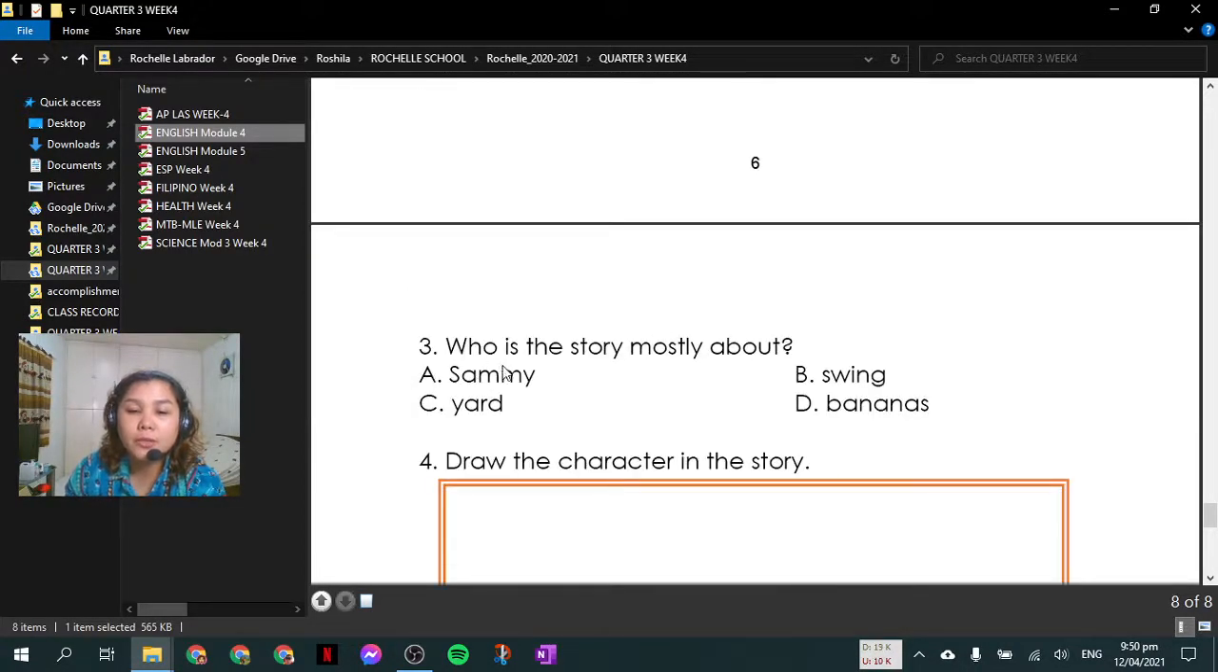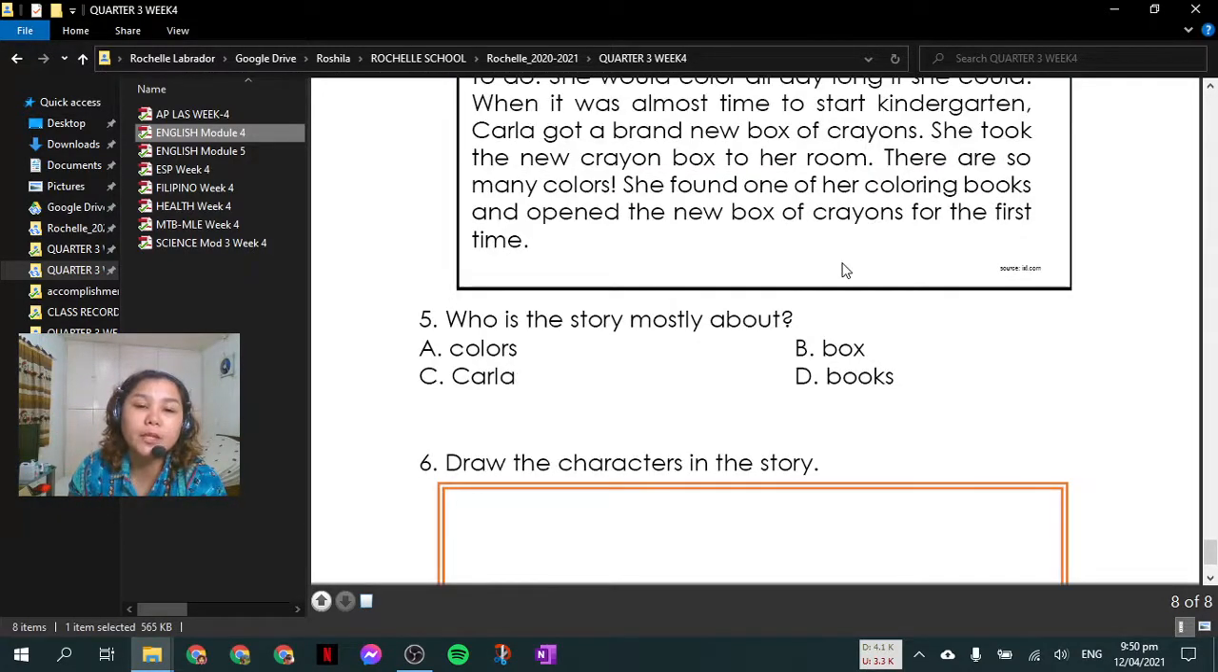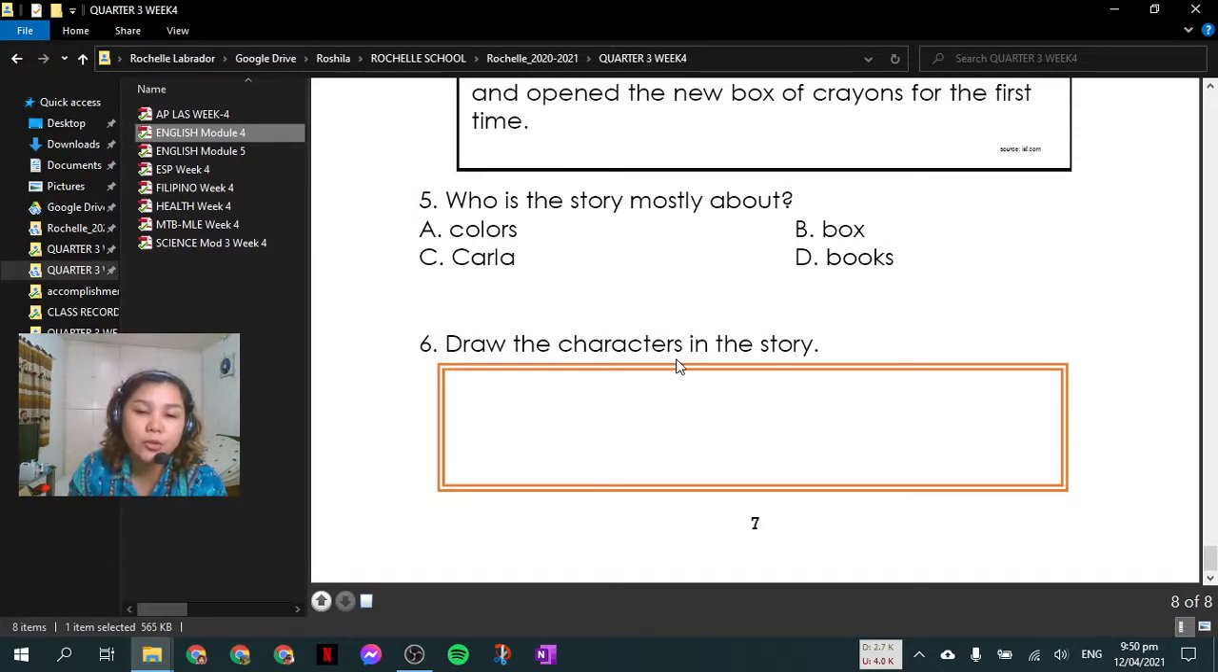Then, another story. Then, another question: who is the story mostly about? Then, draw the character. After you identify the character, how do you imagine the character? How would you draw him or her? Next one, another story. Then, there is a question. And then, there is something to draw. So, this is how well do you understand the story?